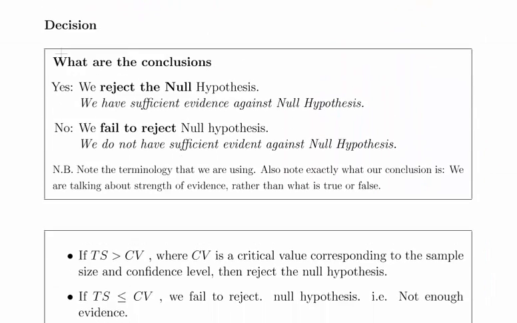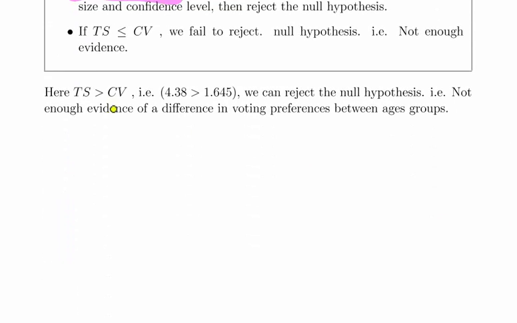So what's our decision? We either reject the null hypothesis or we fail to reject the null hypothesis. It's really a statement about how much evidence we have. In this case, if the test statistic is greater than the critical value, we reject the null hypothesis. So in this case, 4.38 is greater than 1.645. We can reject the null hypothesis.